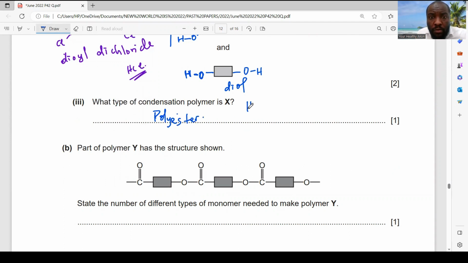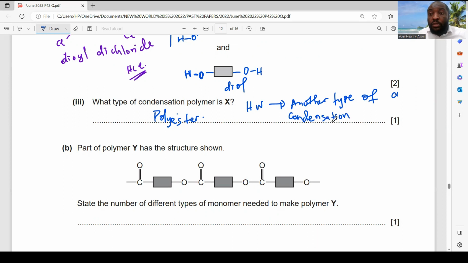Now your homework will be, I want you to give us another type of condensation polymer.